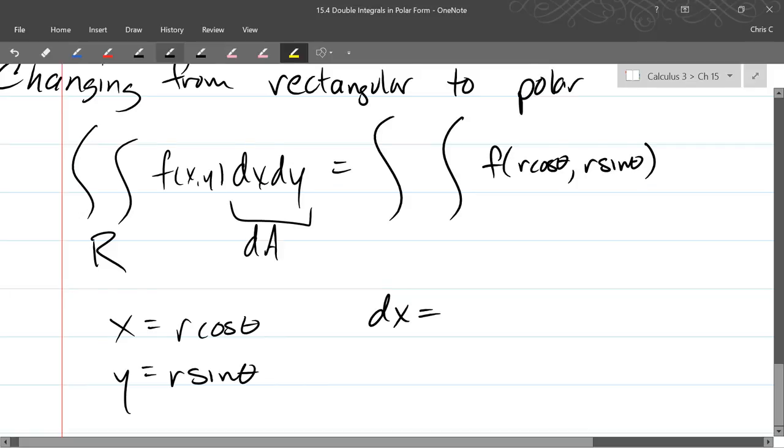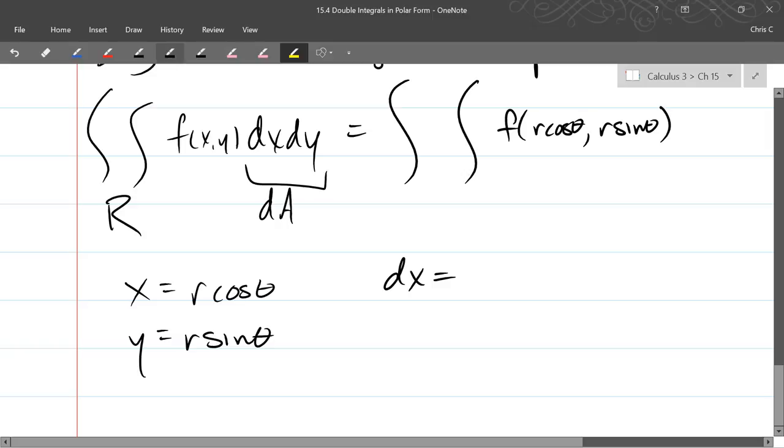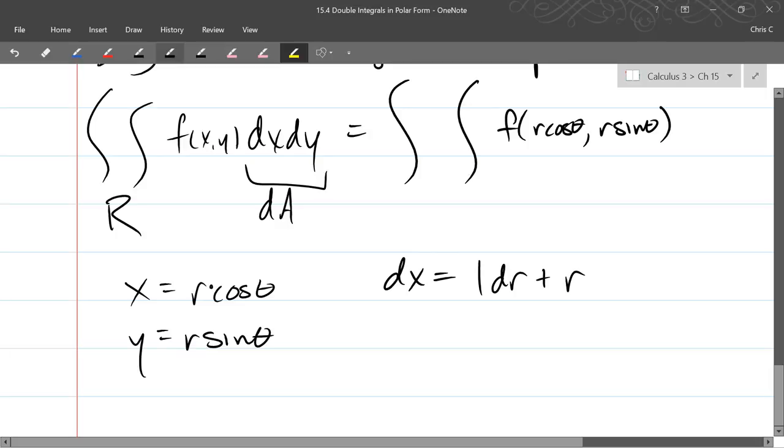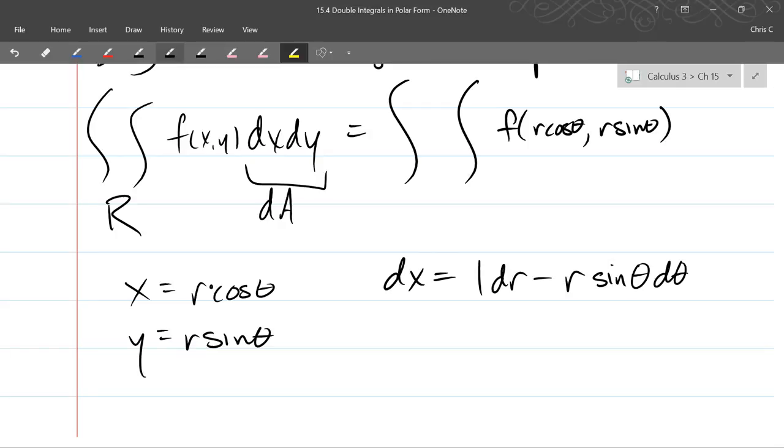So let's figure out, what is dx? So we have a product rule going on. So it's going to be derivative of r is 1 dr, plus r times derivative of cosine, which is negative sine. Would that be 1 dr cos theta? Yeah. Wow.